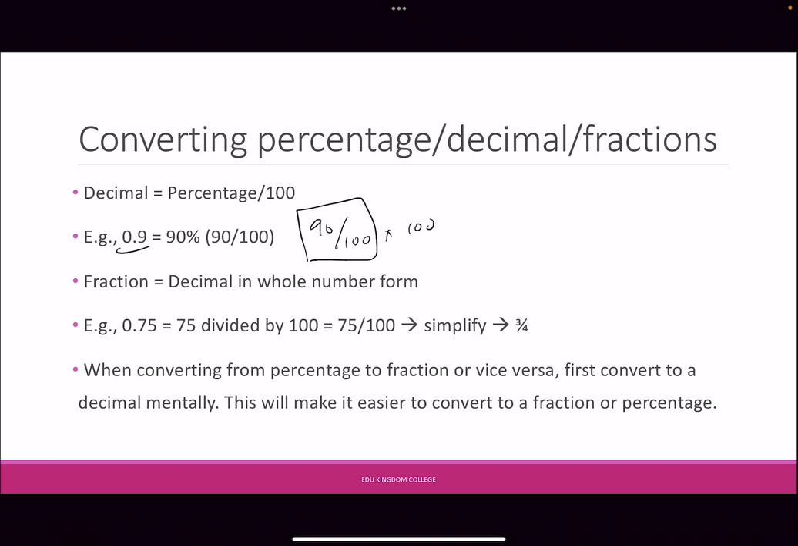For example, if we have 0.75, we rewrite it as a fraction over 100, so 75 over 100, and then we simplify it to make it 3 over 4. Now, to get anything else, we would just flip it vice versa, or use both those processes: decimal to percentage, and then percentage or decimal to this form, and then to a fraction.